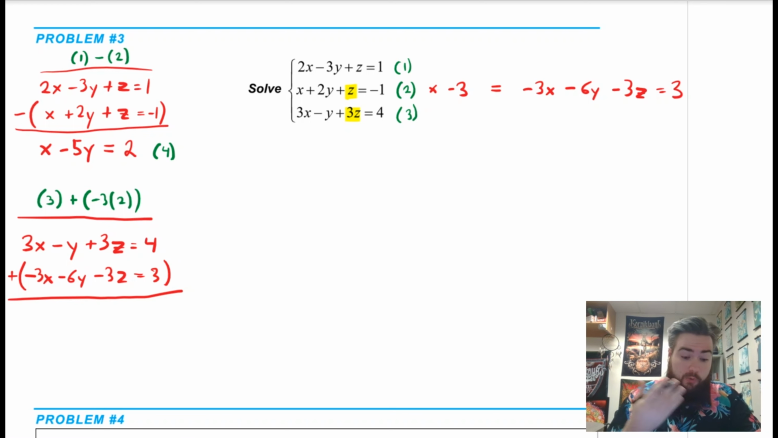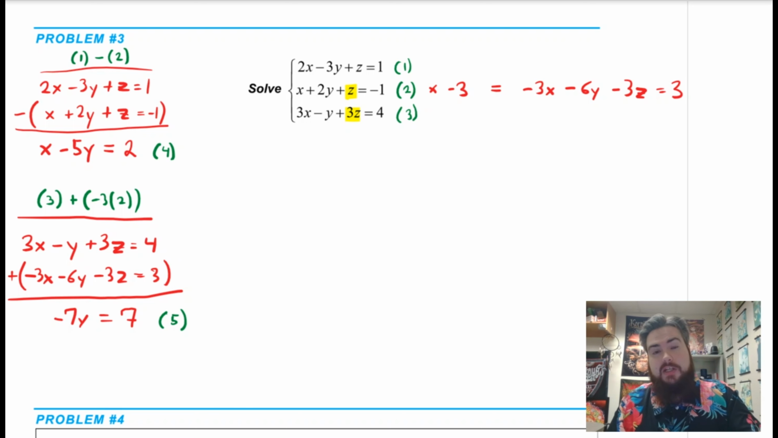If I combine those together, 3x and minus 3x will cancel out and nullify. Negative y and minus 6y together will give a total of negative 7y. 3z and minus 3z will also eliminate, and then on the right side 4 plus 3 will give me a total of 7. This is technically equation 5 now, but you'll notice that there's only one variable in this equation. This is awesome because now all I need to do to get y by itself is divide by negative 7, and now I have one of my variables solved.